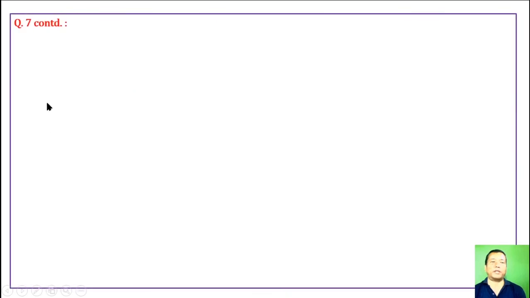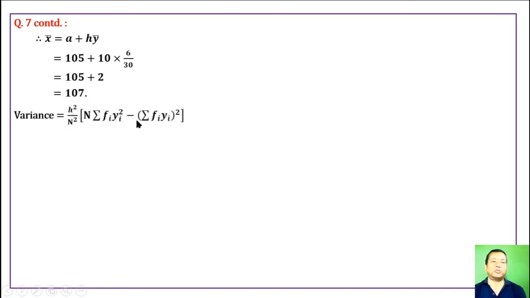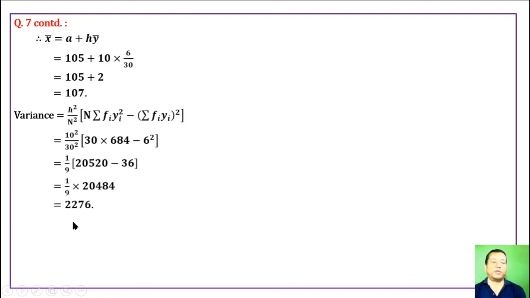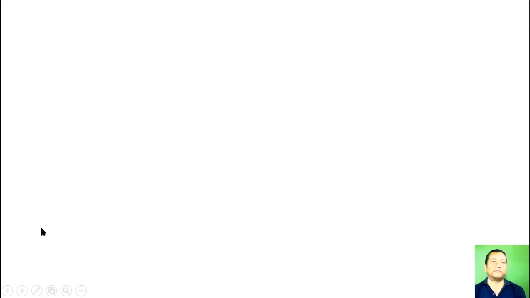After this we have to find out the mean. X bar equal to a plus i times y bar, a is 105, i is 10, and whose value is 1 by n, that is 30. Summation of fi yi is found to be 6. After calculation we get 107, which is the mean of the data. Next, for variance use this formula, put the respective values. i is 10, n is 30, for this summation 684, for this summation 6. Evaluate these numbers, we get 2276.